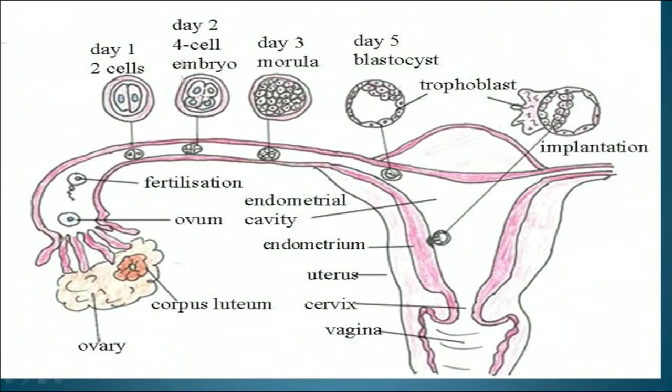Day 5 blastocyst, which is differentiated into an outer layer called the trophoblast and an inner cell mass, ultimately gets embedded in the endometrium layer of the uterus and leads to pregnancy. Now, a very important structure in pregnancy: the placenta.